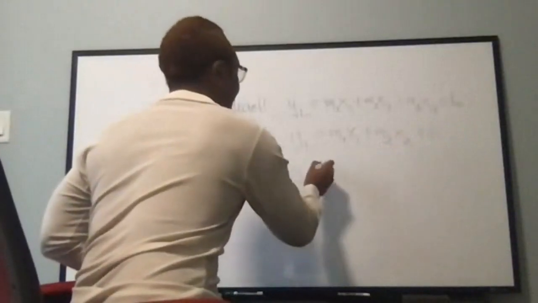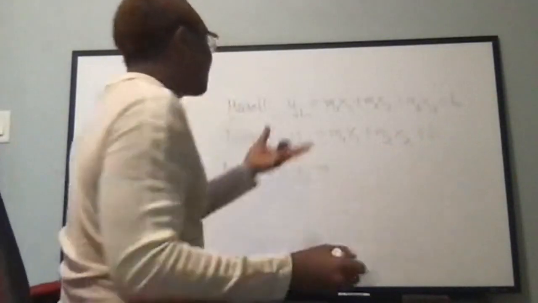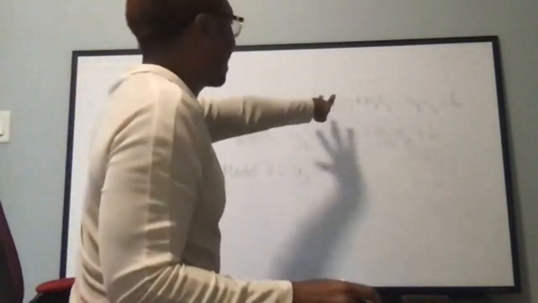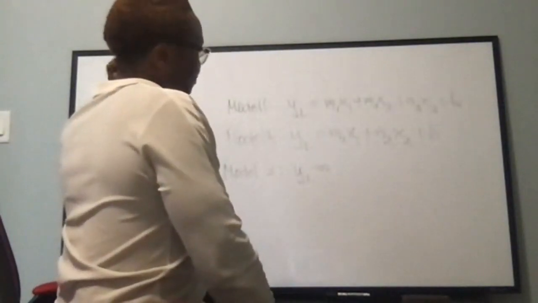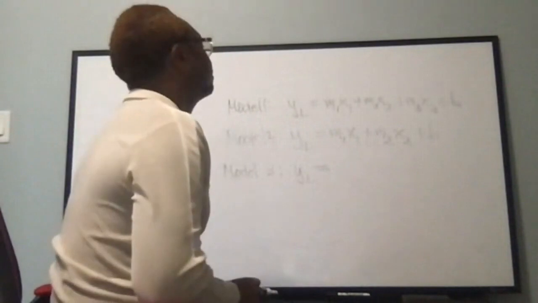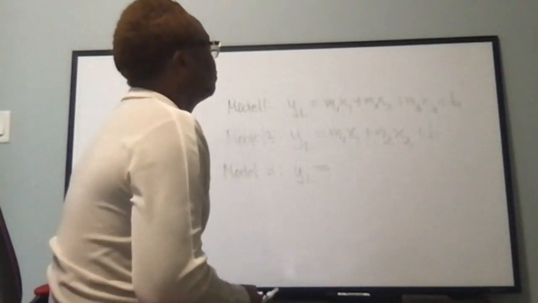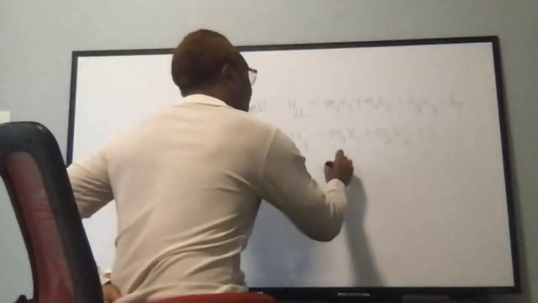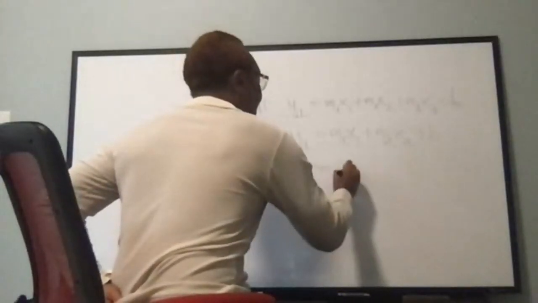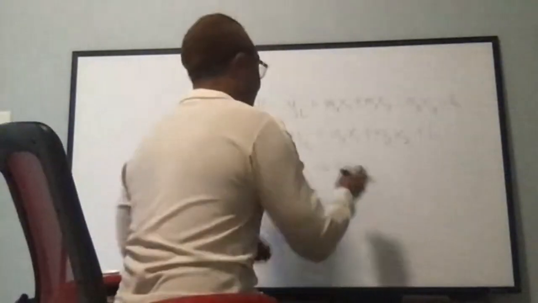What's another possibility? Out of the different arrangements, because I have M1, then I have M2, what's another possibility of ways? M1, X1, and then what? Plus.